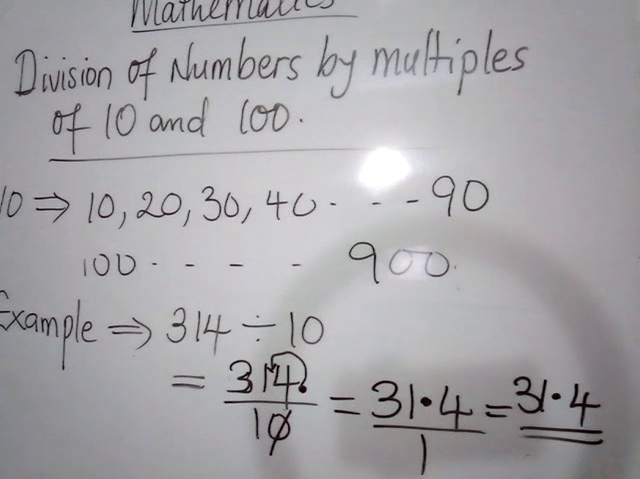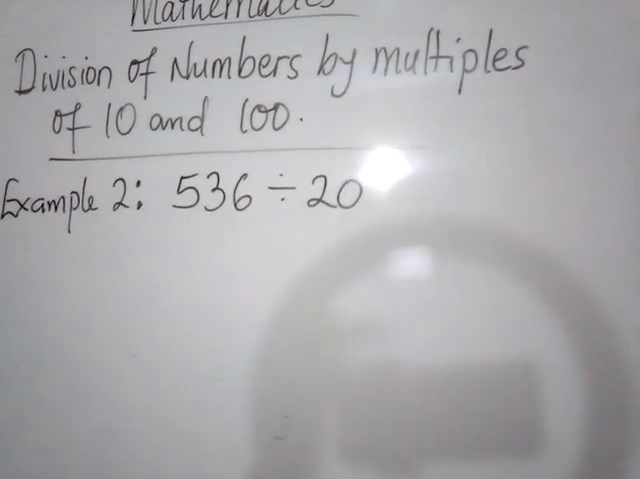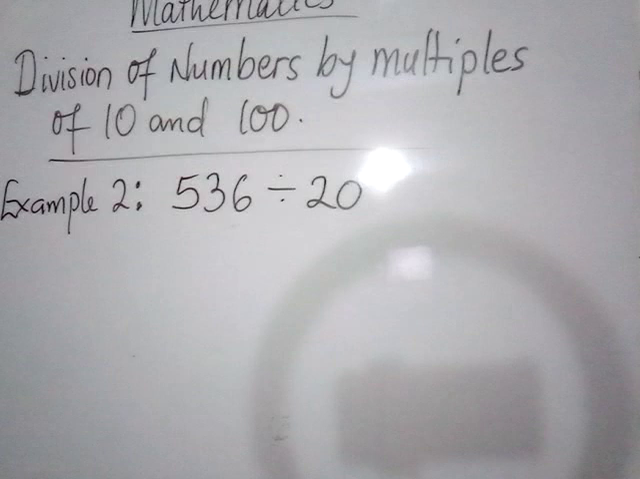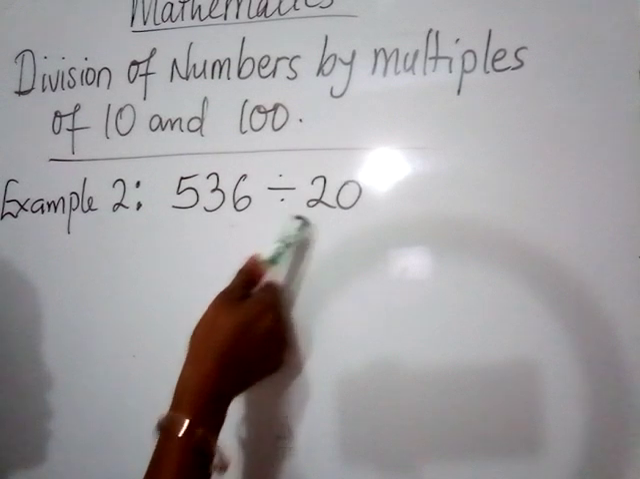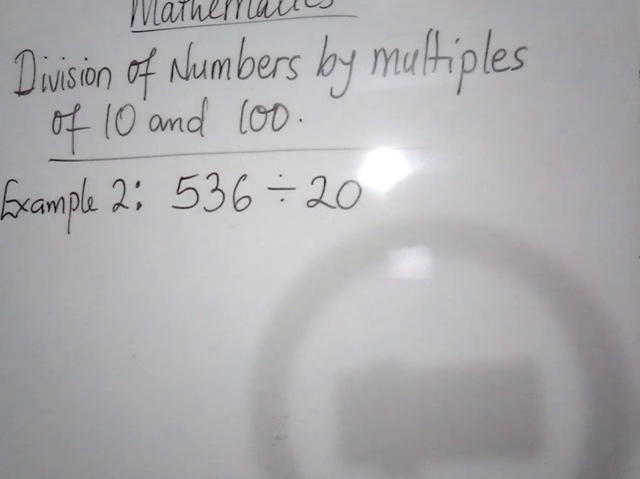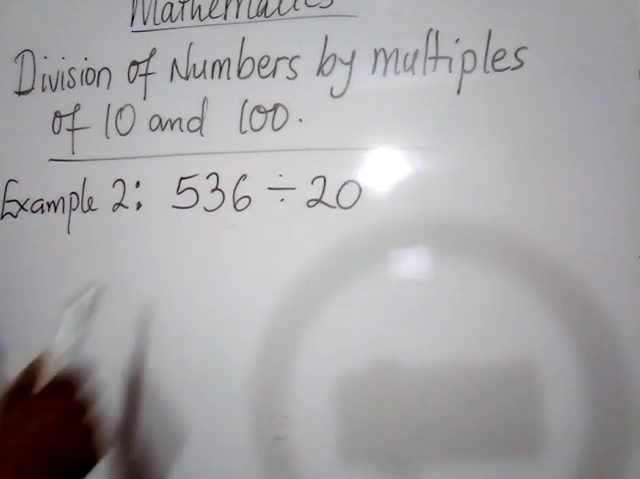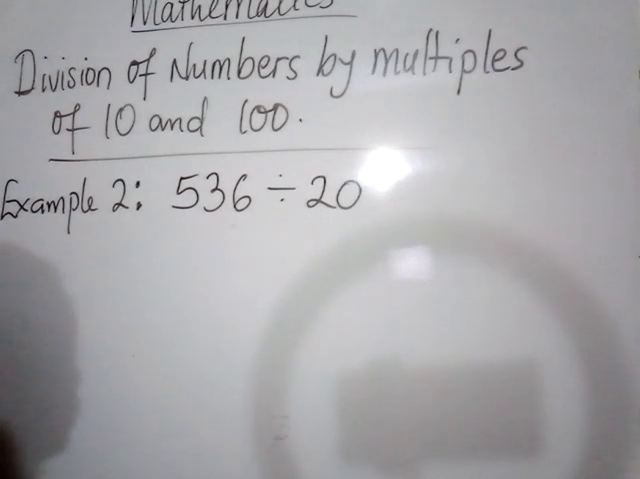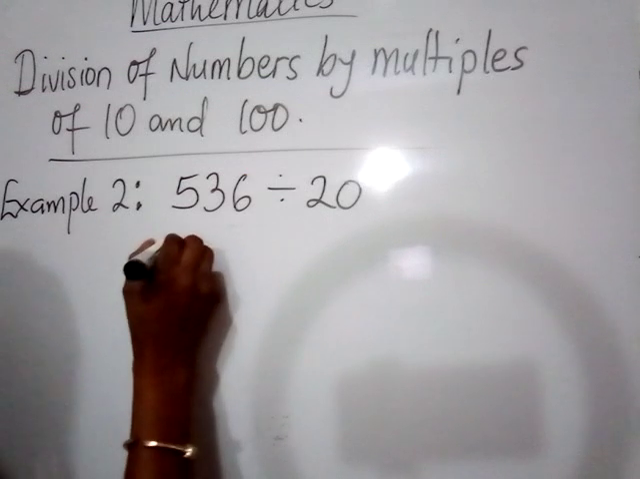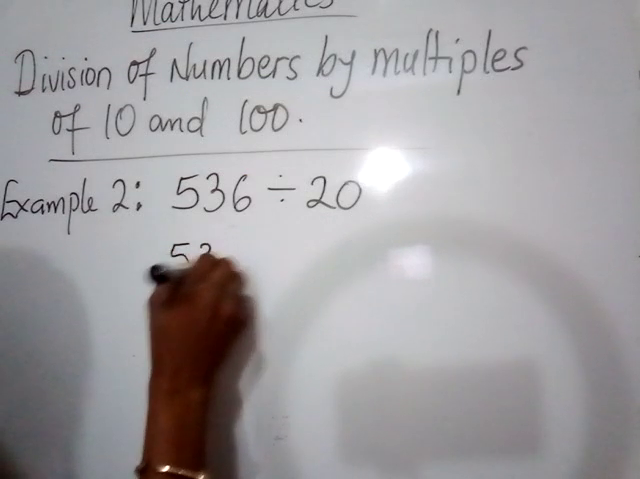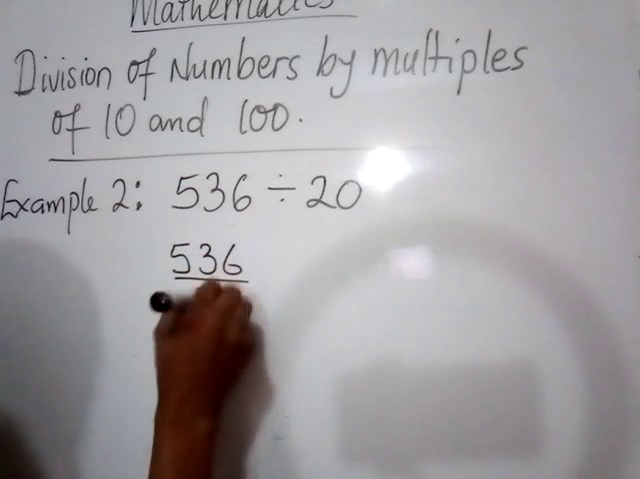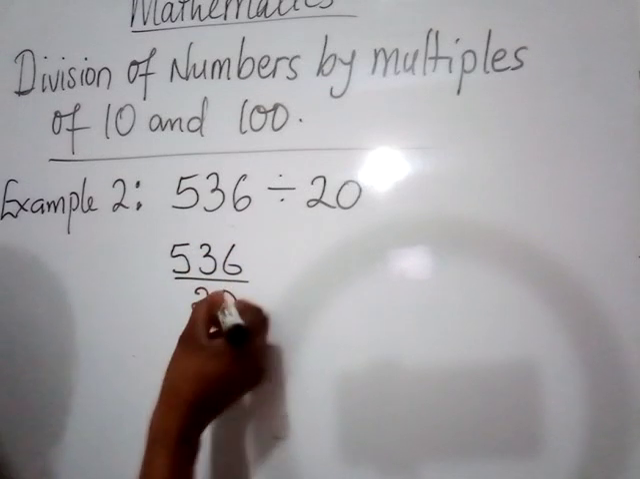Okay, so we're going to take another example. The next example we're looking at here is 536 divided by 20. Remember, 20 is a multiple of 10. We're still going to do it the same way we did the first one. We can just do 536 divided by 20.